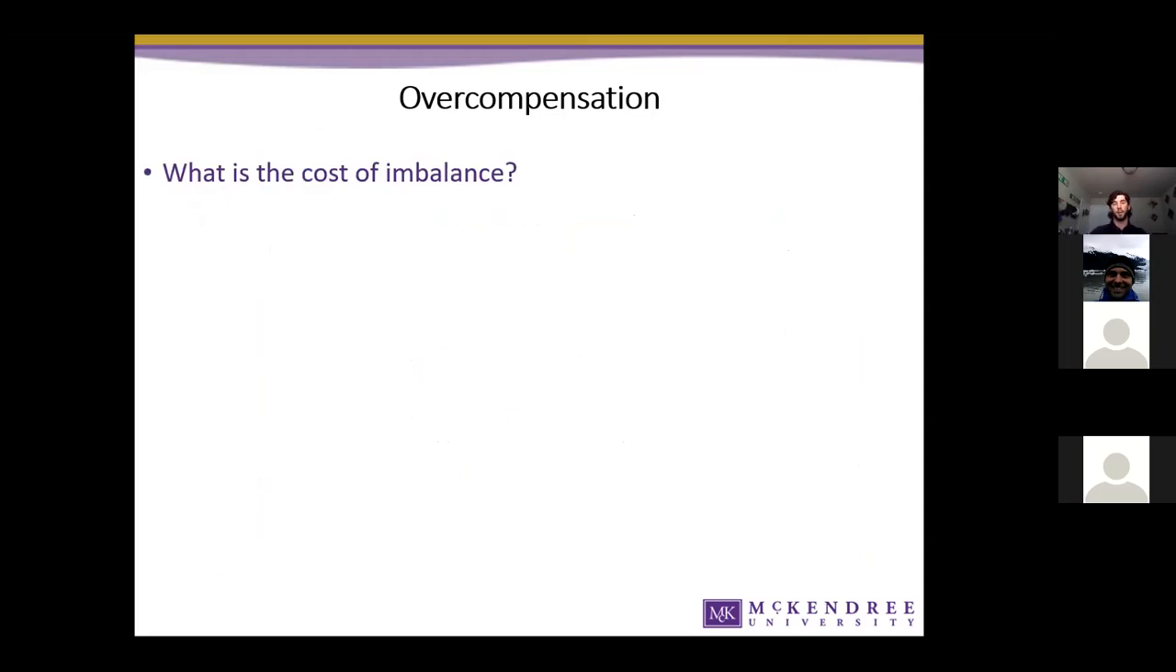So what's the cost of this imbalance? That's the biggest question I think that overcompensation needs to have answered. It's all about perspective. In my introduction, when I was going over the themes, I mentioned that it can be good and bad, and that comes from variability in performance. So to put that in perspective, I'll use myself as an example again.